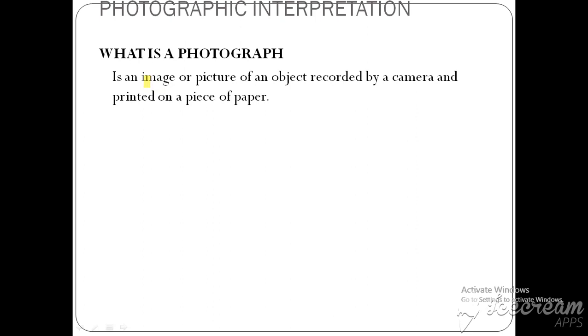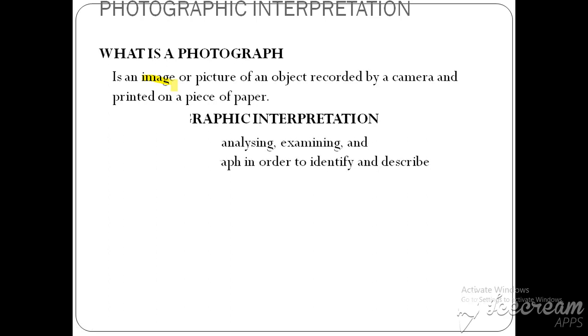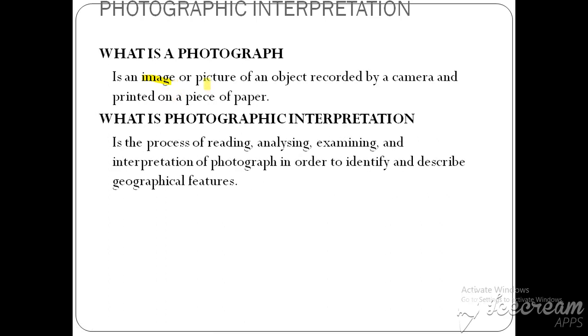So there is what we call photographic interpretation. What is photographic interpretation? We have interpretation of photographs. Photographs have a lot of information, a lot of facts, and there are many geographical phenomena and features which can be shown on the photograph. You cannot understand and identify each and every piece of information on that photograph, so you have to have the skill of photographic interpretation.